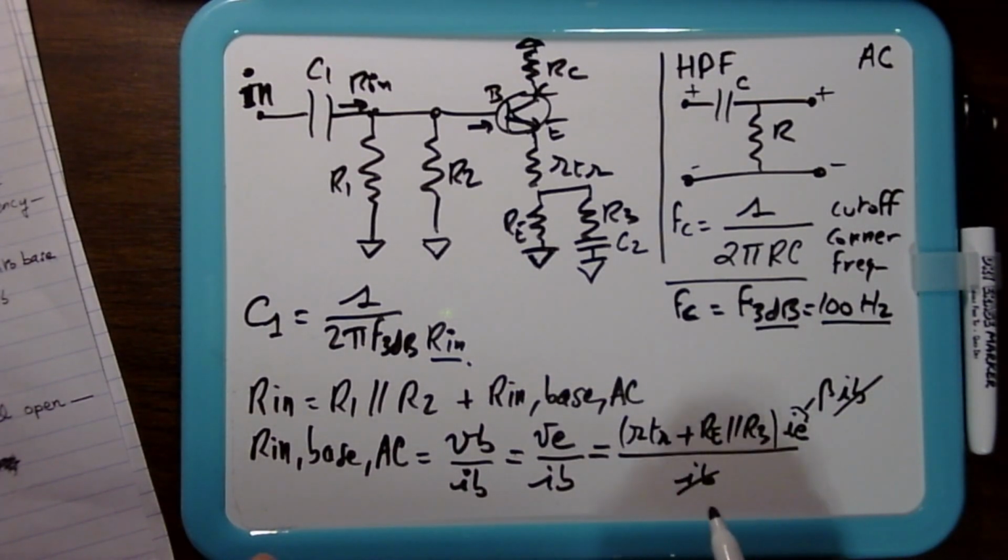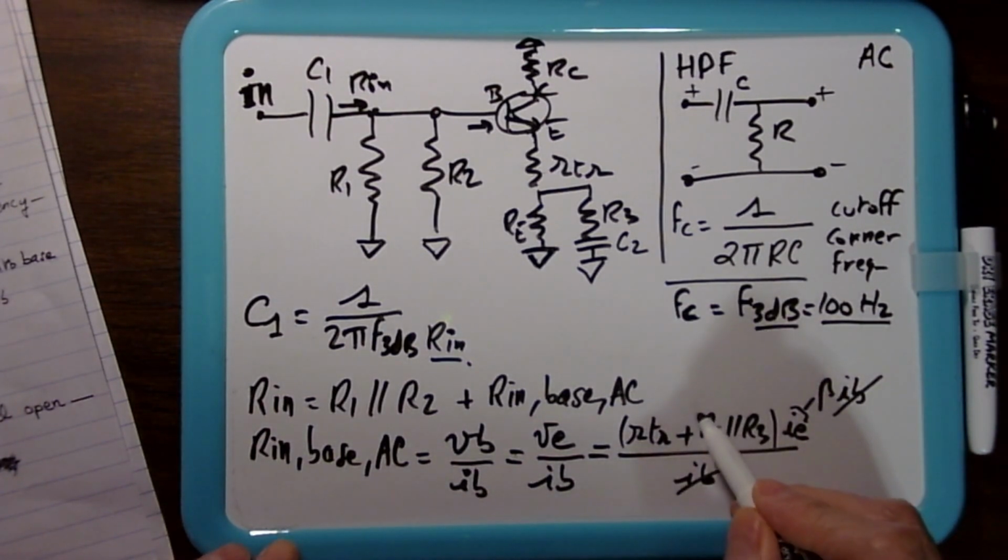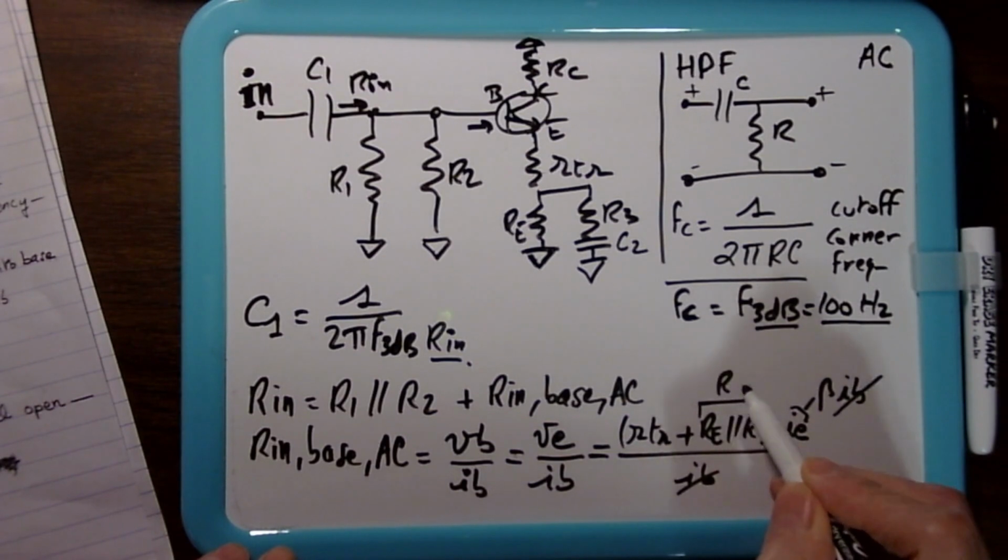Okay, so what you can do is assume that the value of RE is much greater than R3, which is true. RE is much greater than R3. It means that in a parallel setup, you can get rid of the RE. So this is just R3.